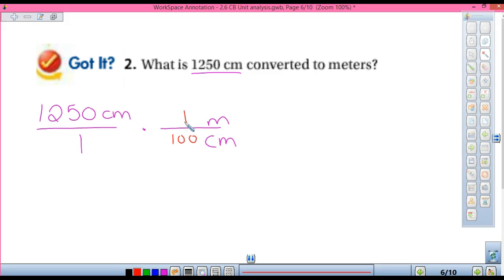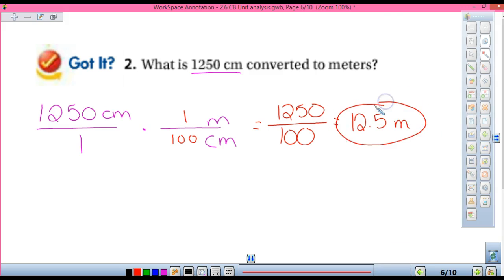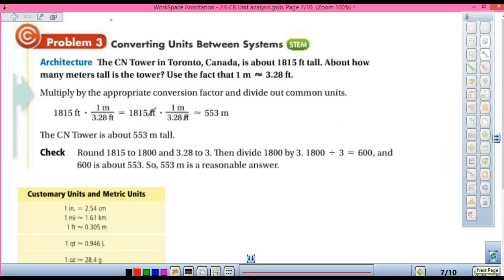Okay, so now we multiply across. What do I have on top? Got 1,250 on top. I've got 100 on the bottom, so now I divide. 12.5. I have 12.5 what? Meters. So we just leave it meters, because our centimeters are going to cancel. Boom, boom, and I'm left with meters. Yes, sir. Can't you just move the decimal point? Yes, but wait until we get to something a little bit different.